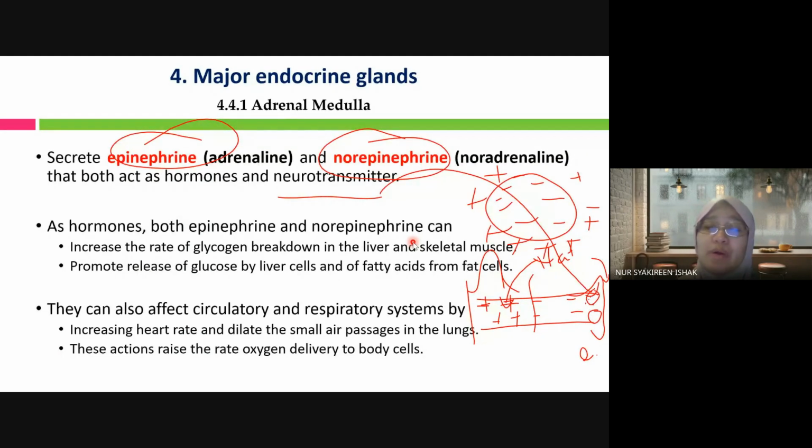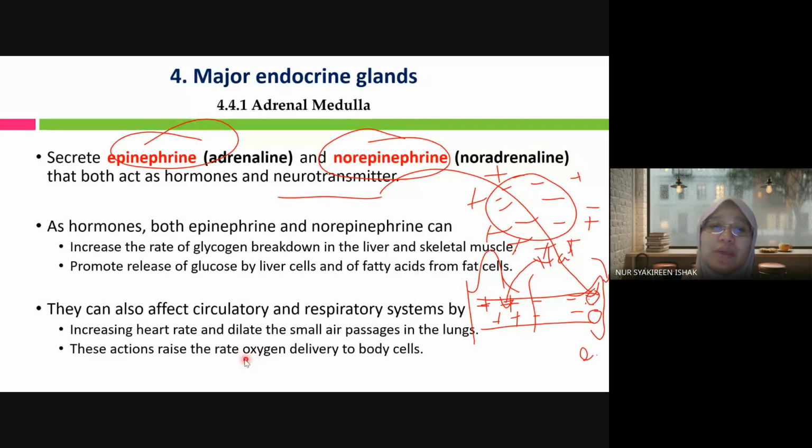Okay, so dalam keadaan terkejut, tiba-tiba jalan-jalan kat koridor nampak hantu contohnya, for example. Okay. So you are in a state of shock, kan? So you need to run as fast as possible, you need to respond. Mata awak terjegil kat situ, heart rate increase, kita terkejut, you need to breathe even more kan.